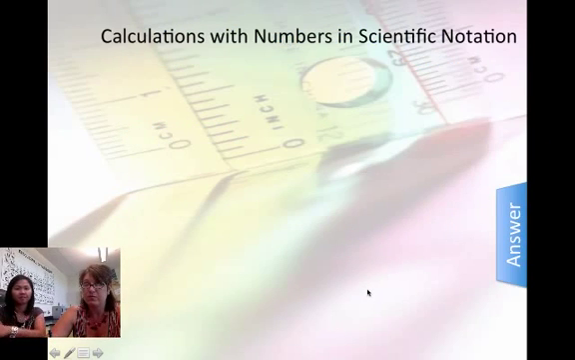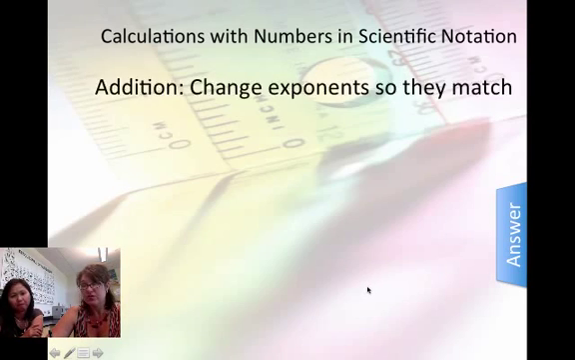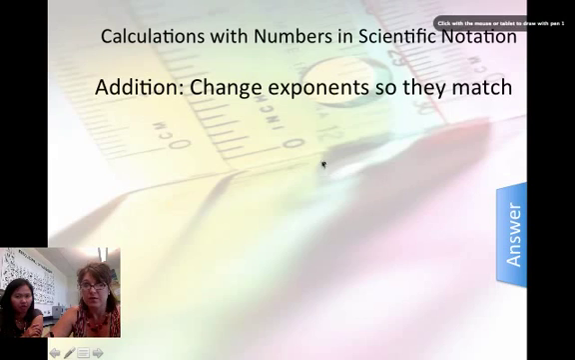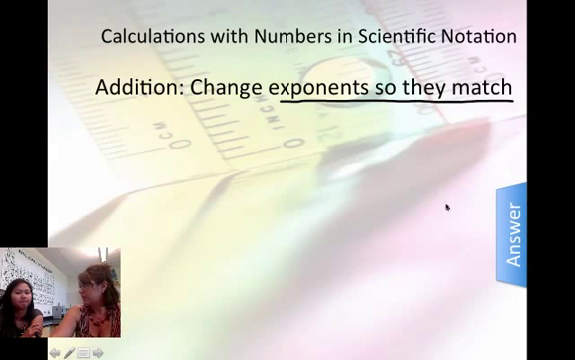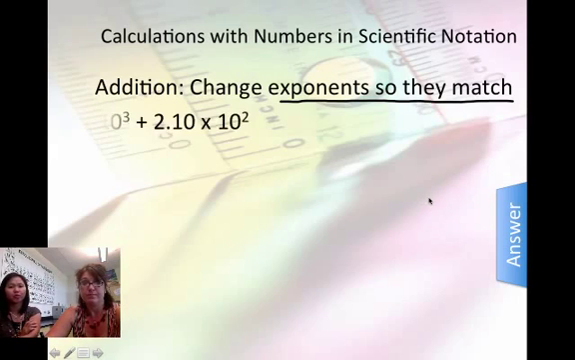All right, now let's do some calculations. Sometimes students get confused about these rules, but let's make sure that we know what to do. That means using scientific notation in addition. In addition, our exponents must be the same or we can't add them together. That's the rule in addition.